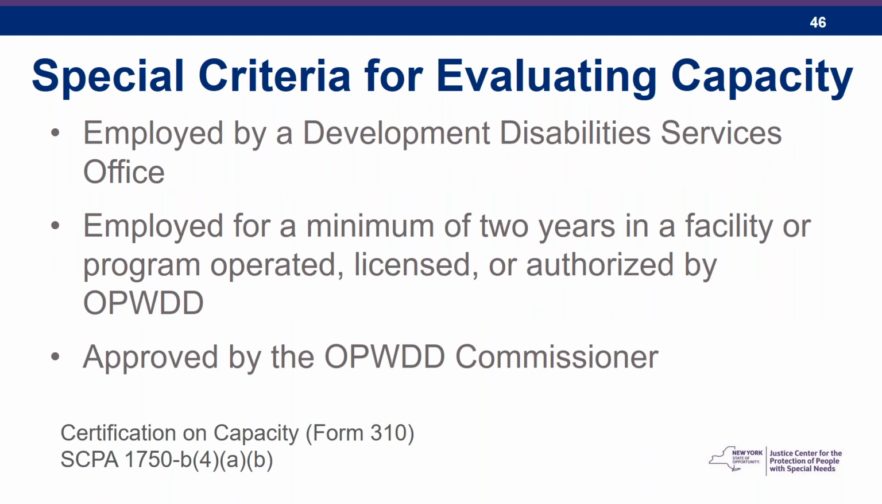There is also special criteria for evaluating capacity. One of the 2 evaluators must be employed by a developmental disability service office or employed for a minimum of 2 years in a facility operated, licensed, or authorized by OPWDD, or they must have been approved by the OPWDD commissioner. If anybody has physicians or licensed psychologists on their staff or in their Article 16 clinic who would actually meet that criteria, now that I'm thinking of it, or if you know of anybody in any other agencies, or if there's someone in the hospital and you're having difficulty locating someone to provide the capacity evaluation that meets this criteria, always feel free to give SDMC a call. We have some connections through OPWDD. We can also look up some contacts in our database, and we will do whatever we can to facilitate and expedite the process for you.